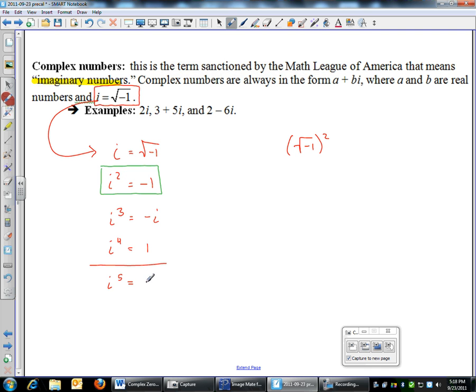i to the 5th is the same as i to the 1st. i to the 6th is going to be the same as negative 1. i to the 7th is going to be the same as negative i. i to the 8th is going to be the same as positive 1. And then we'll repeat the same one. i, negative 1, negative i, 1. And it keeps repeating that process. So there's your things with i. That is kind of a repeat, so hopefully you've seen that before.